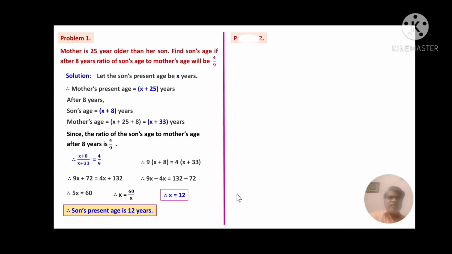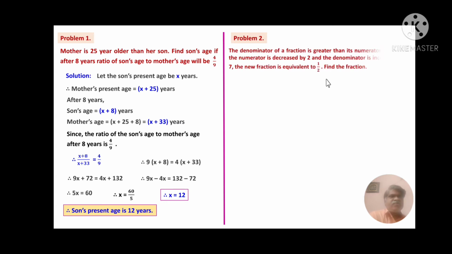Now let us see the second problem. The denominator of a fraction is greater than its numerator by 12. If the numerator is decreased by 2 and the denominator is increased by 7, the new fraction is equivalent to 1 by 2. Find the fraction. Very interesting problem. Now we have to find the fraction, and by fraction we mean there is a numerator as well as a denominator.